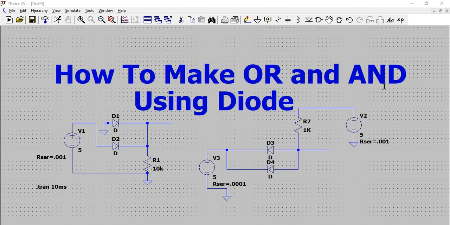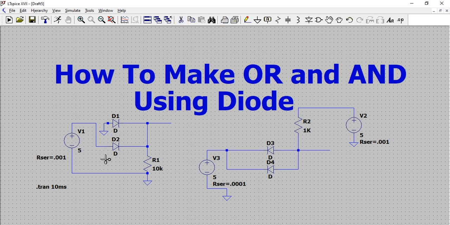Guys, today we will discuss how to make the OR and AND gate using diodes. So today we will make the circuit using the diode, OR gate or NAND gate. Sorry, AND gate. You can see here I already made the circuit. So, I will tell you something from the start.